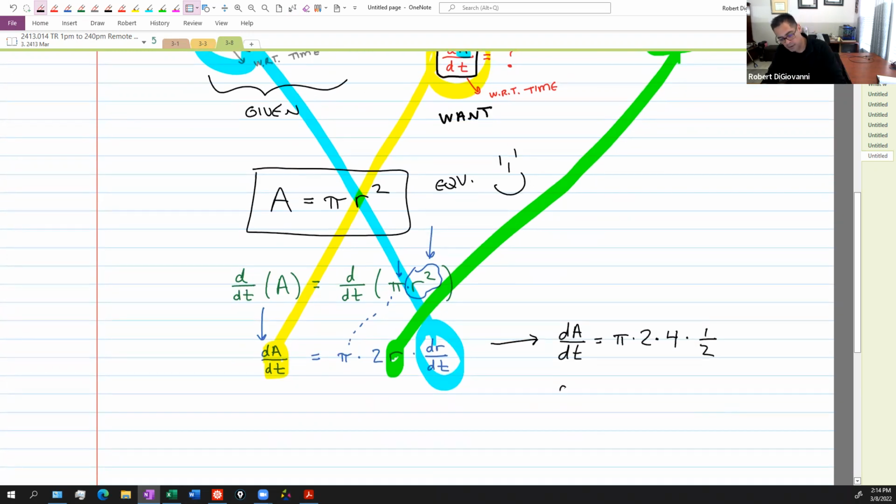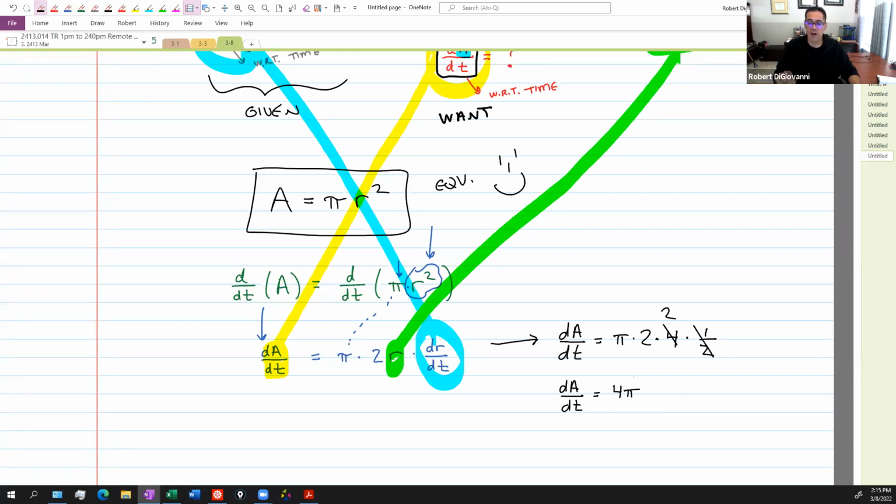And that's it. dA/dt is, let's see, half of 4 is 2. So 2 times 2 is 4. So 4 pi is the rate of change of the area at that exact moment in time.